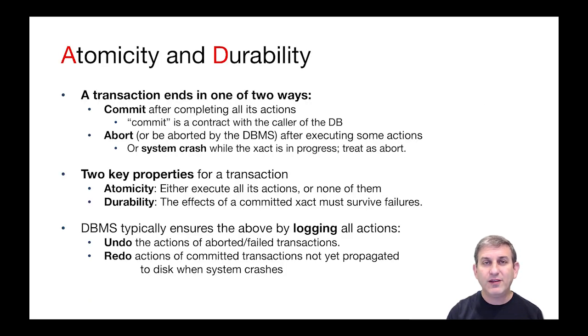Two properties that go together are atomicity and durability. And to talk about them, let's talk about what happens at the end of a transaction. Transactions end in one of two ways. Either the transaction commits, so there's a request from the transaction to commit, and the database system agrees to commit and calls back to the transaction with an agreement to commit.